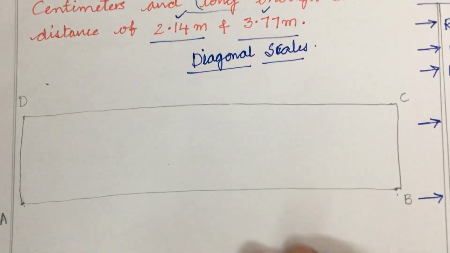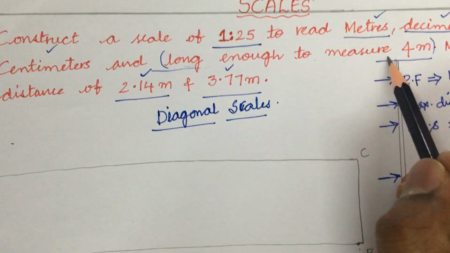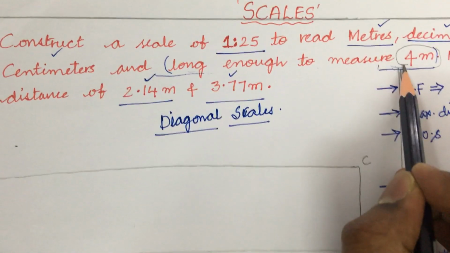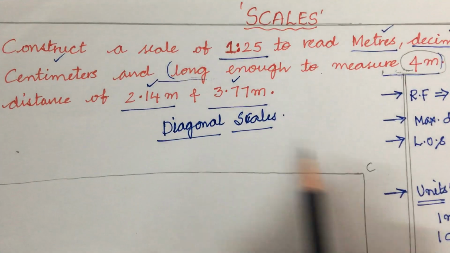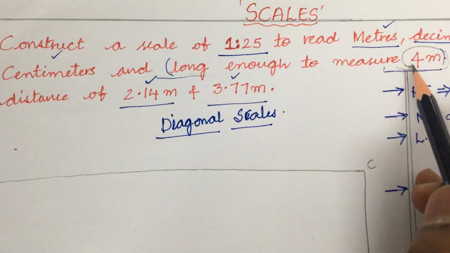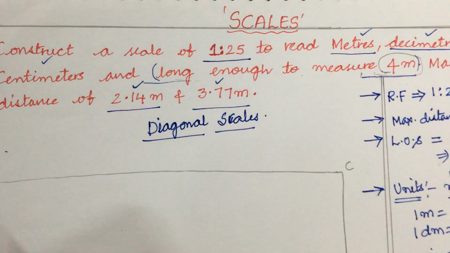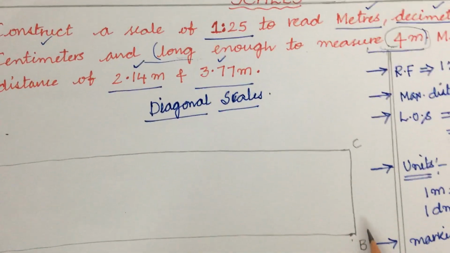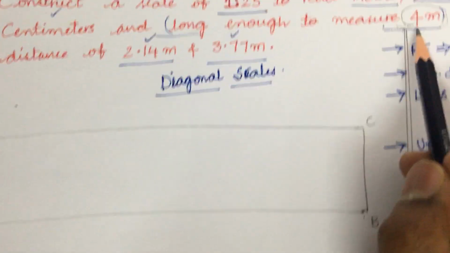Now, later you need to work out the measuring distance, long enough to measure up to 4 meter. This scale is long enough to measure up to how many meters? That will be given in the problem. You need to focus on it after drawing this 16 centimeter line. The 4 meter length is being represented on the 16 centimeter line, the length of the scale. So, if you look at this, this is 4 meter.